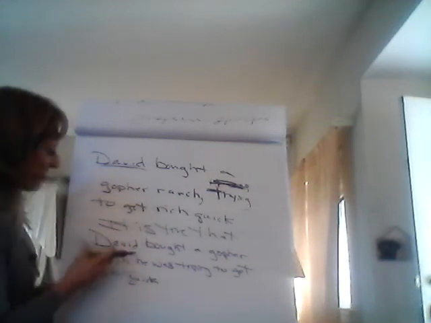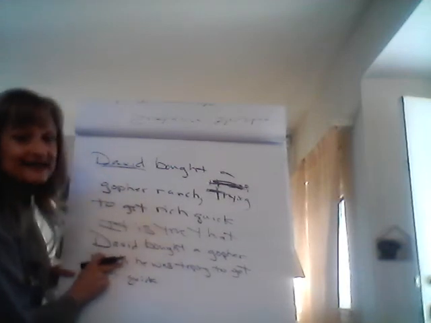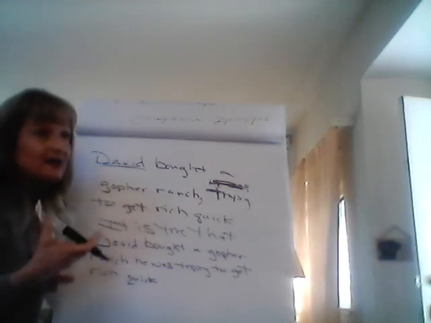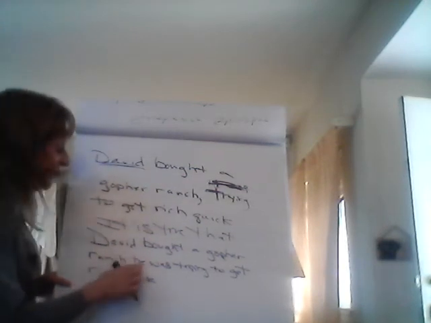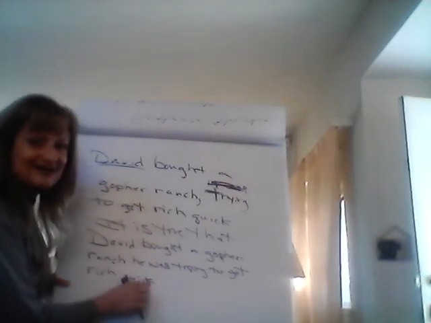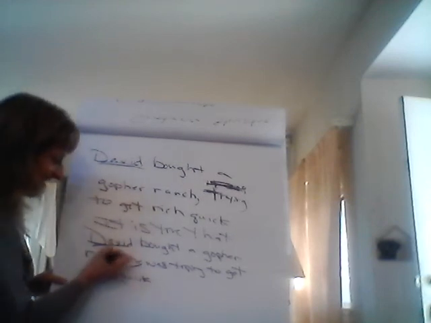This is a run-on because we have "David bought a gopher ranch." That is what's called an independent clause. It is a complete sentence, or could be. It has all of the parts to be totally independent and stand on its own. But look, this does too: "He was trying to get rich quick." That is also an independent clause. We can see we have two subjects here. We don't need two of those. Then there's no punctuation to link them together.